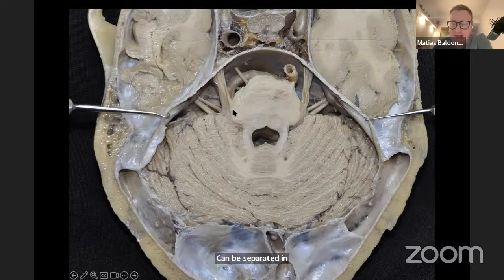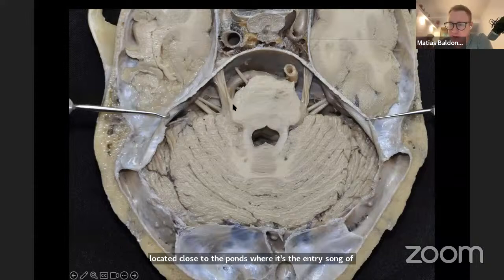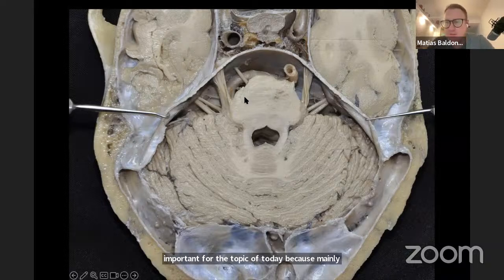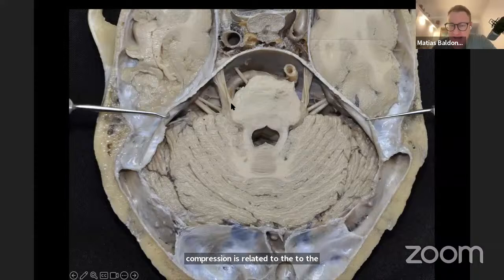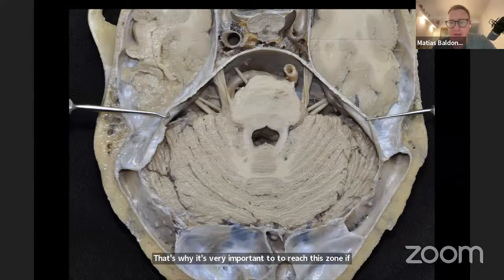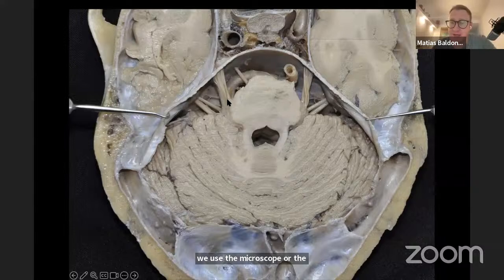The first is the segment close to the pons, where it's the entry zone of the trigeminal nerve. And this point is very important for the topic of today, because mainly trigeminal neuralgia caused by neurovascular compression is related to the artery compression in this anatomical point. That's why it's very important to reach this zone if we use the microscope or the endoscope in order to observe if the nerve is compressed or displaced by some artery or vein at this point.